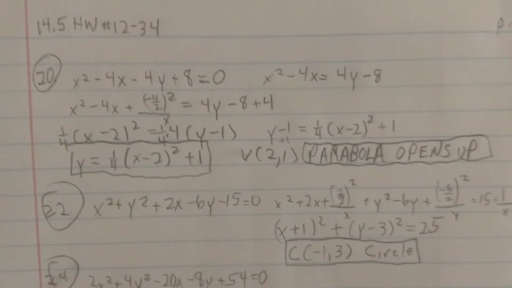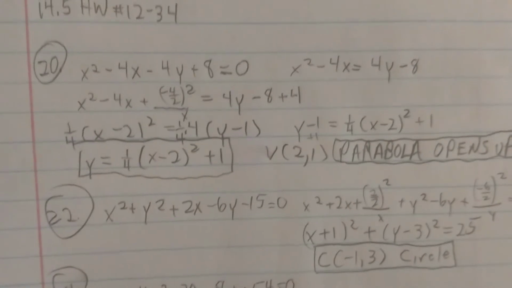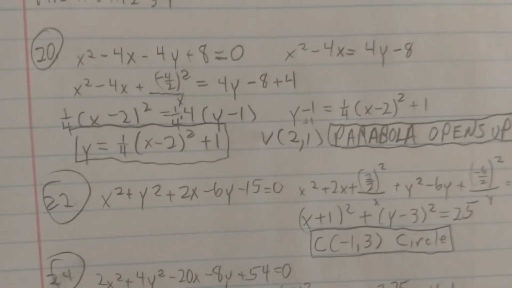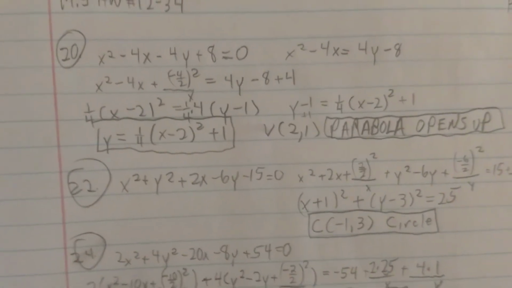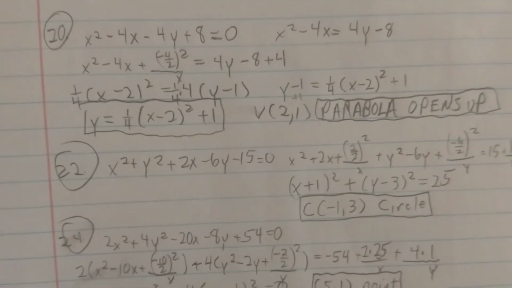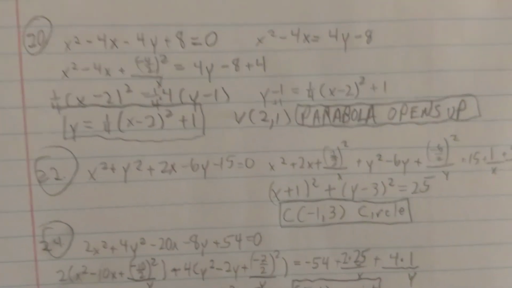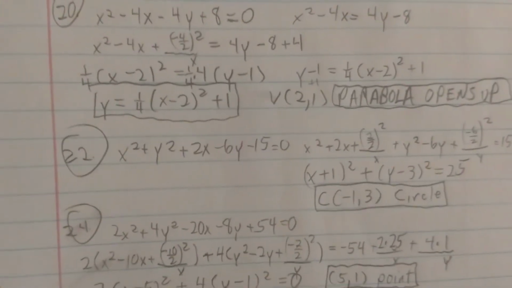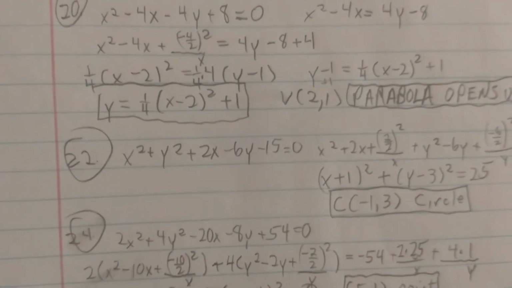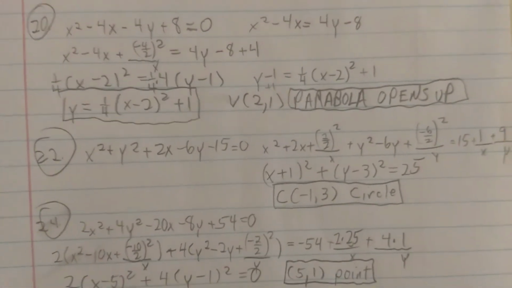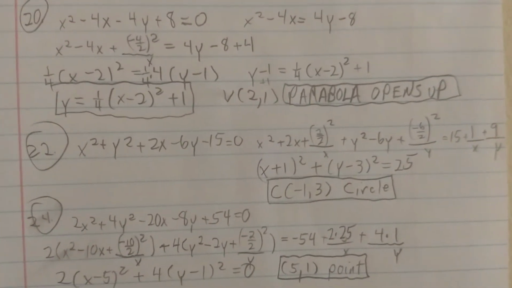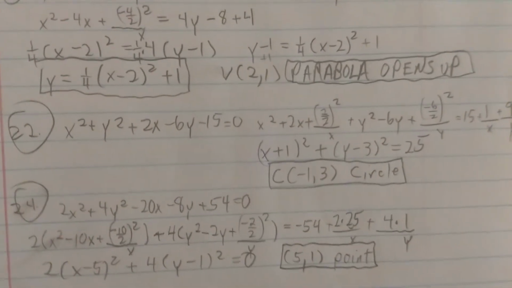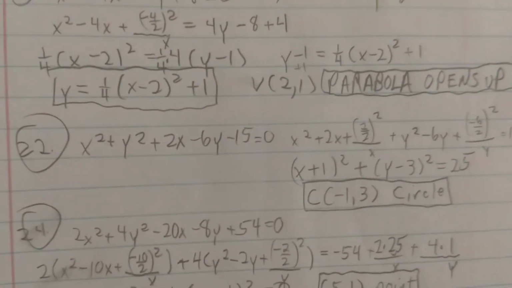Continuing on with the homework, we have our general equation, x squared minus 4x minus 4y plus 8. We have an x squared without a y squared, so that means parabola. So putting the 4y and 8 over to the other side, we have x squared minus 4x equals 4y minus 8. And we'll complete the square for the x squared. So x squared minus 4x plus negative 4 over 2 squared, which is 4. So we'll add the 4 over to the 4y minus 8 plus the 4 from completing the square.